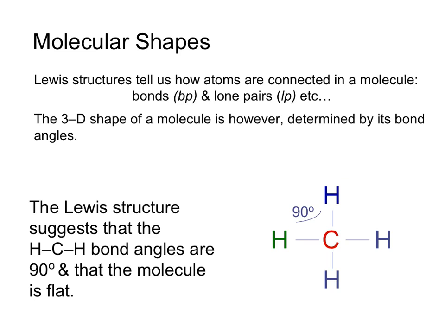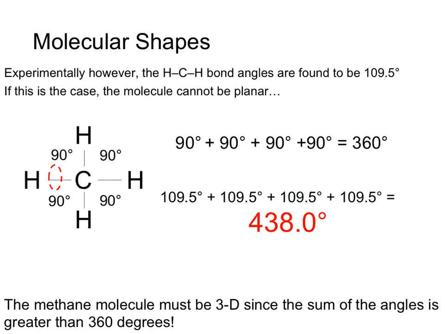And so, the way that we've been drawing CH4, for example, would seem to imply that we have a 90-degree angle between this hydrogen, carbon, and hydrogen. However, experimental evidence does show us that that bond is actually 109.5 degrees. And so if we add up all four of those angles, at 109 degrees comes out to 438 degrees, which is impossible, as there are only 360 degrees in a circle. And so the sum of these angles tells us that the methane molecule must be three-dimensional, and not simply the 2D representation that we draw.